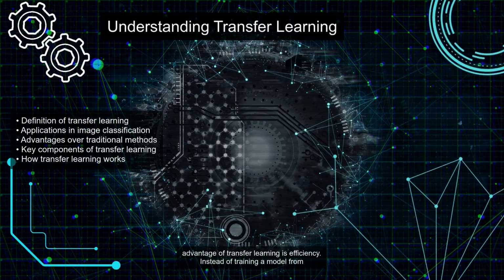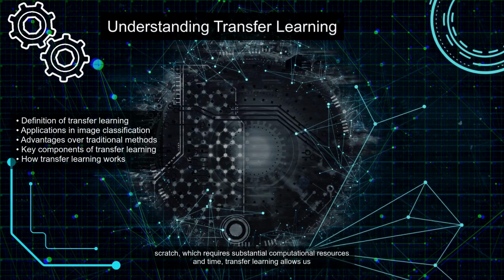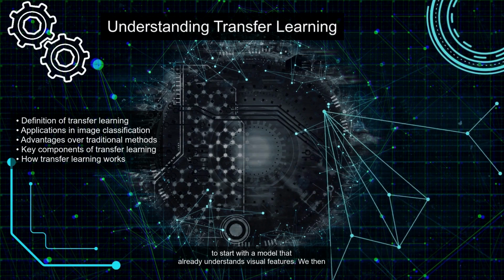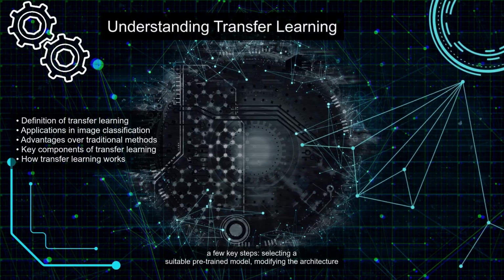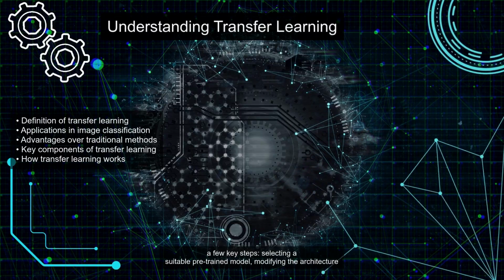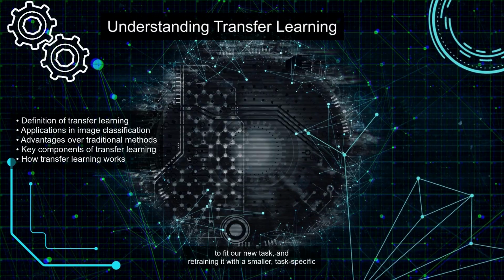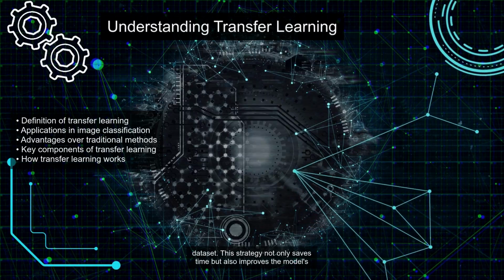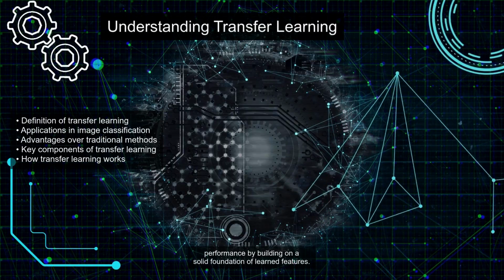Instead of training a model from scratch, which requires substantial computational resources and time, transfer learning allows us to start with a model that already understands visual features. We then fine-tune it to recognize classes relevant to our task. This process involves a few key steps: selecting a suitable pre-trained model, modifying the architecture to fit our new task, and retraining it with a smaller, task-specific dataset.